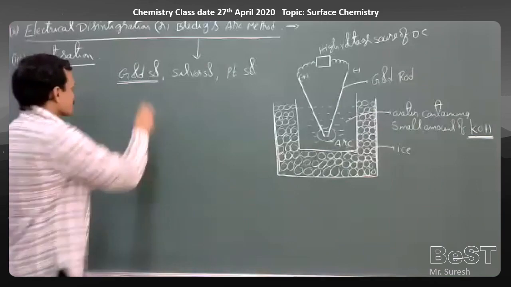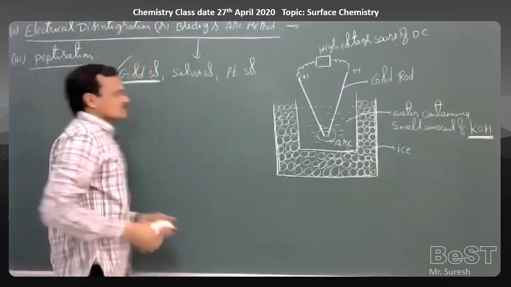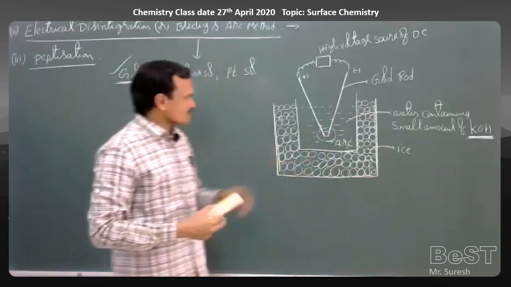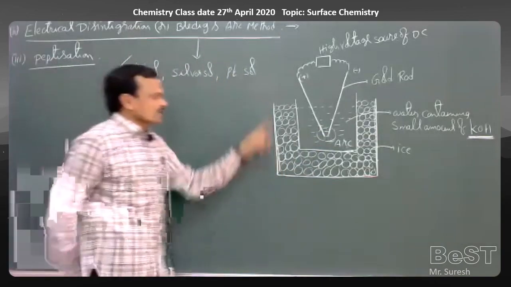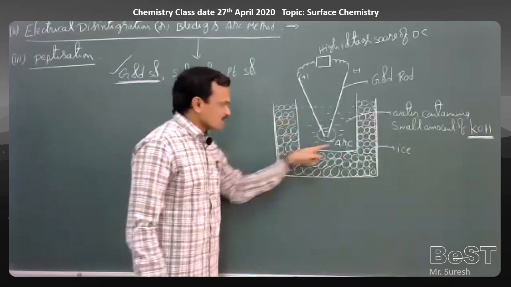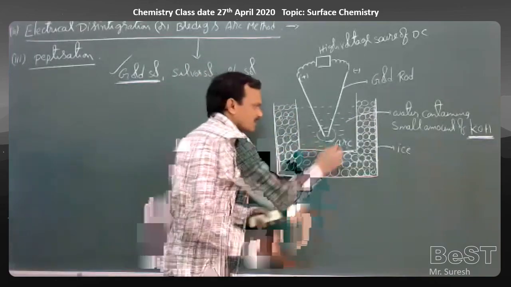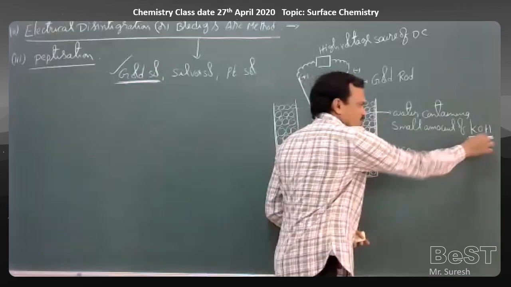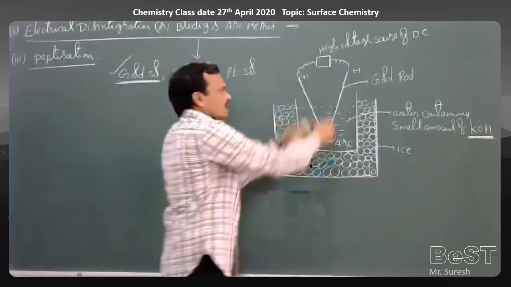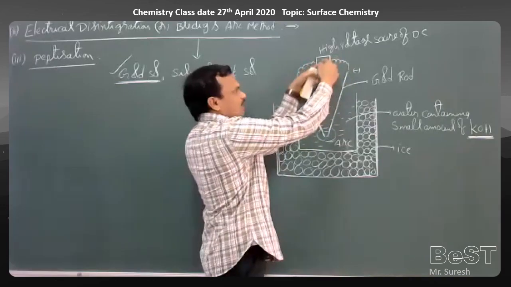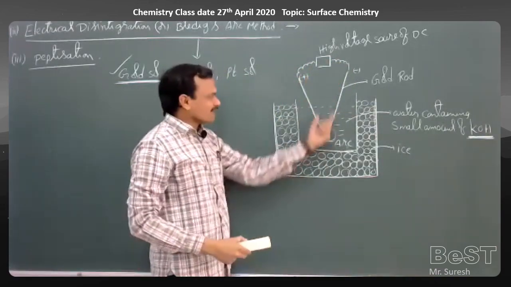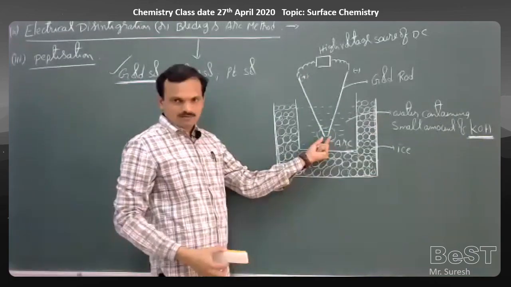So this is the preparation of gold colloidal solution, which is used in the preparation of some medicines. See once again, in a large beaker, ice cubes are placed. In this, another beaker is placed, and in this beaker we take water containing a small amount of KOH. Two gold rods are introduced, connected to a high voltage source of DC, and then an electric arc is struck between the two electrodes.